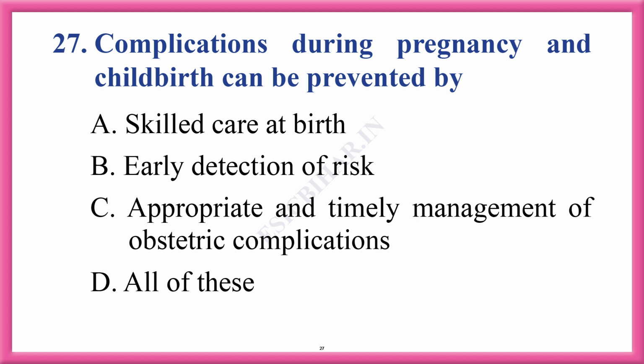Question 27. Complications during pregnancy and childbirth can be prevented by A. Skilled care at birth, B. Early detection of risk, C. Appropriate and timely management of obstetric complications, D. All of these. And the answer is D. All of these.